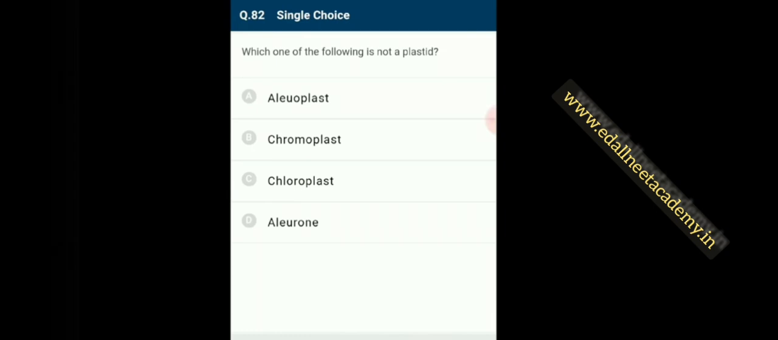Leucoplasts are colorless organelles mainly for storage, and are further divided into amyloplast, elaioplast and aleuroplast. Chromoplast is an organelle that provides color, containing yellow or orange pigment. So the answer for this question is option D, aleuron.